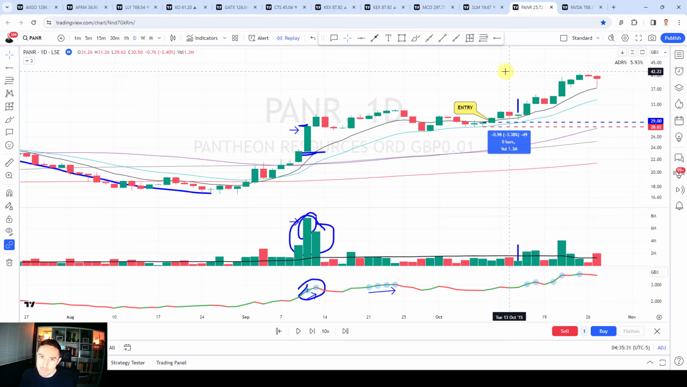Are you trading a TML? Are you trading a momentum leader? Are you trading a group theme leader? So it might be at this point here, I think Pantheon Resources from memory is an oil and gas stock. It might be that oil and gas stocks are very, very strong. You're seeing a lot of relative strength in the group.